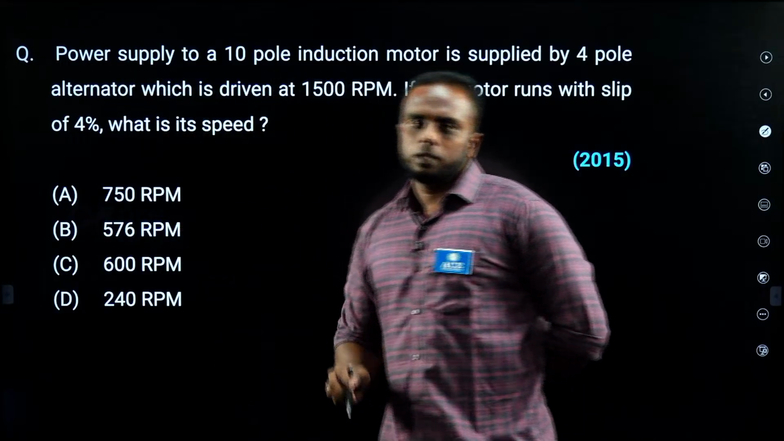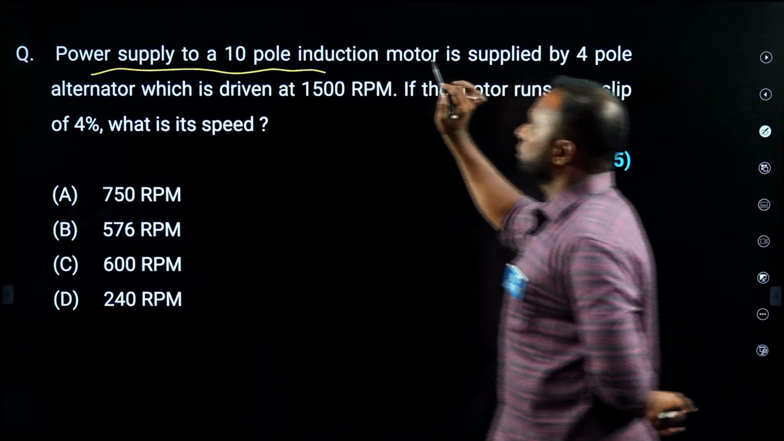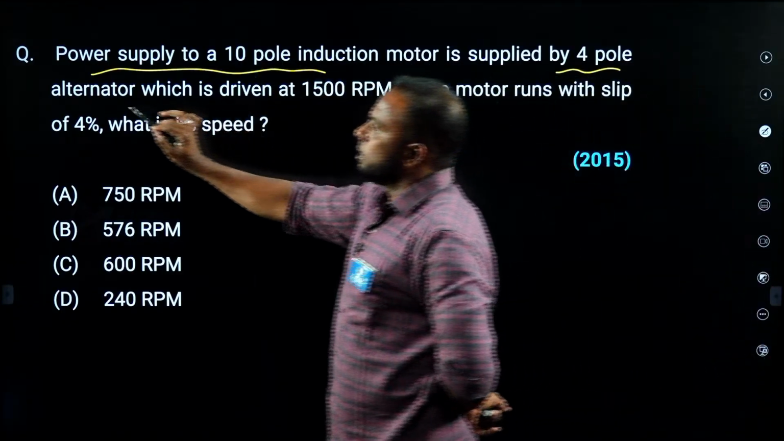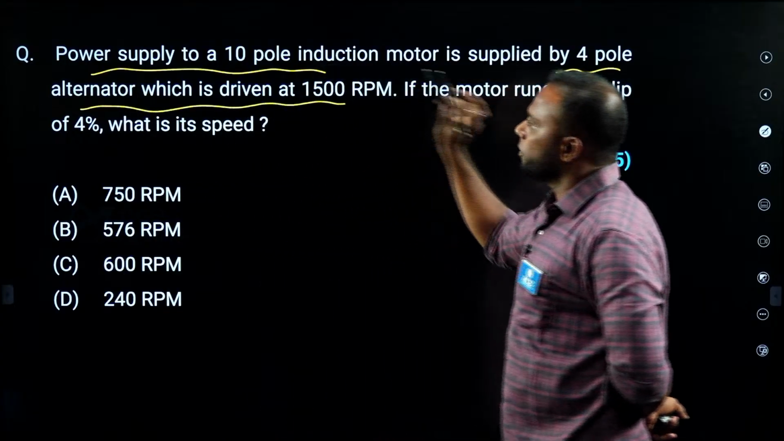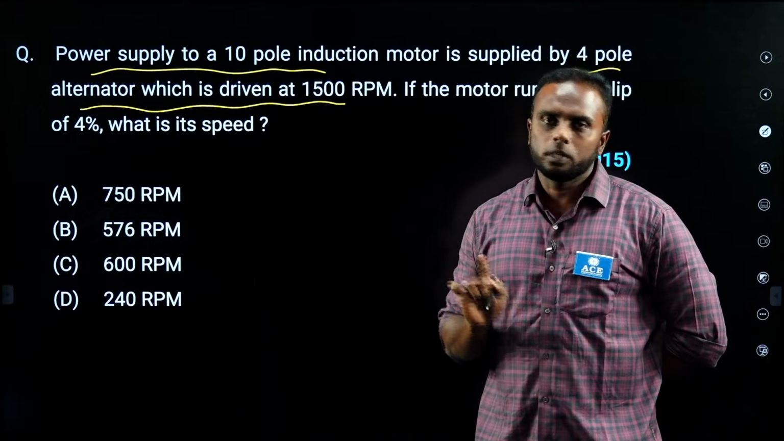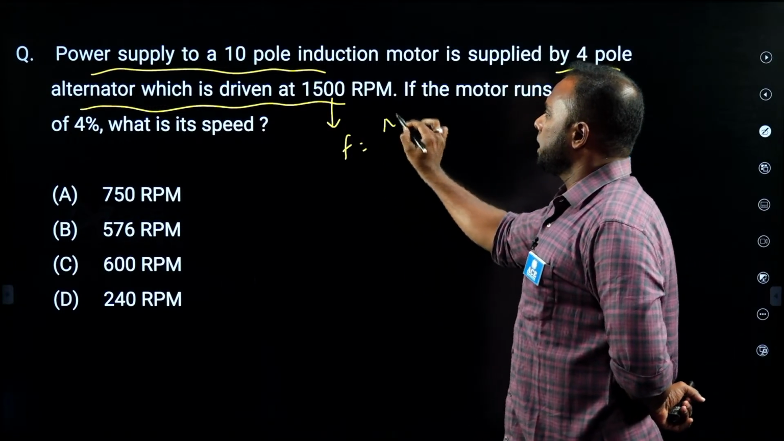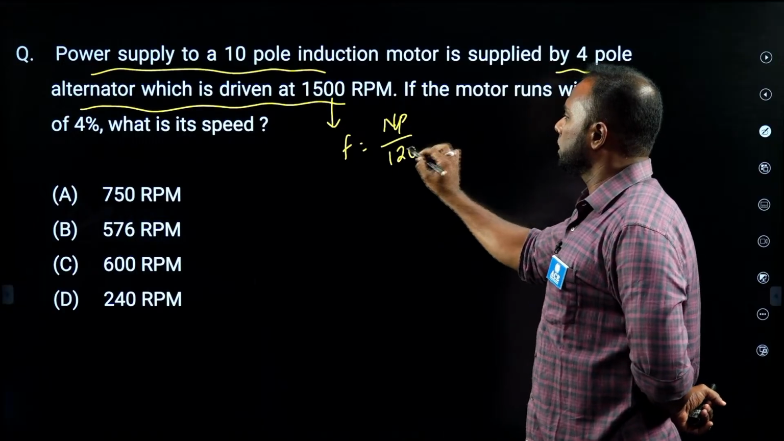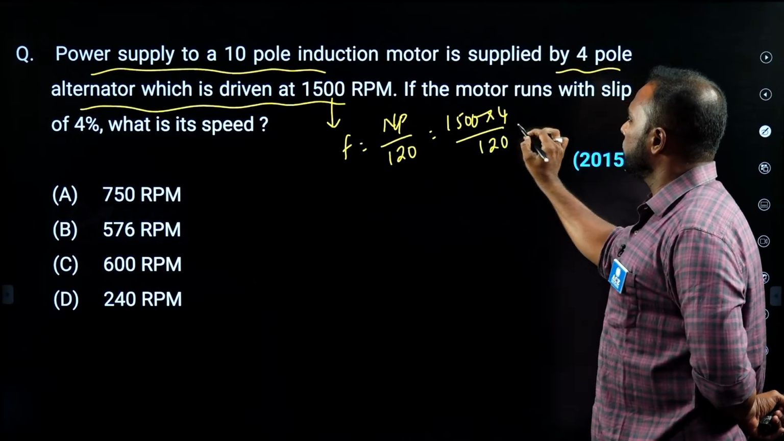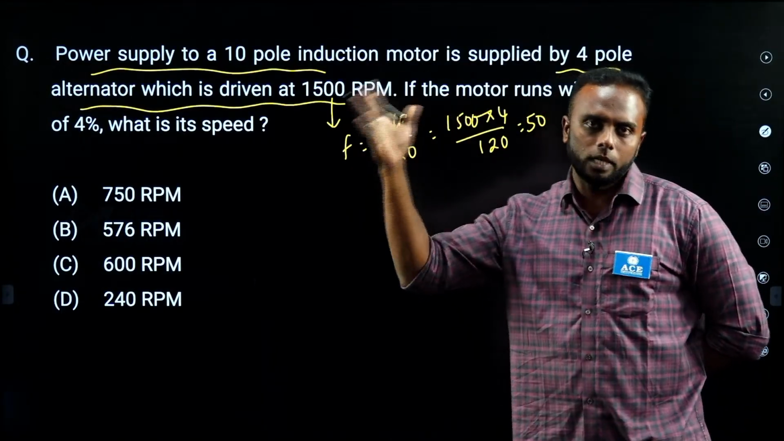This model of question is also asked repeatedly in ISRO. Read this. Power supplied to a 10-pole induction motor is supplied by a 4-pole alternator which is driven at 1500. A 4-pole alternator driven at 1500 means what is the frequency? 50 Hz only, no? The frequency is F equal to N into P by 120. That is 1500 into 4 divided by 120, we get 50 Hz. So alternator frequency 50 Hz means the same frequency we are giving to the induction motor also.